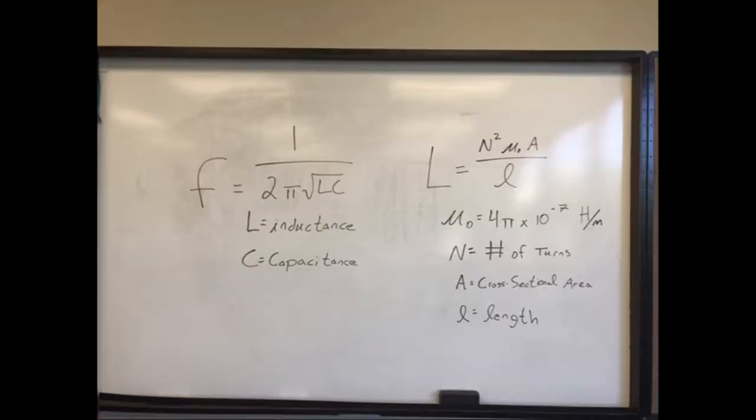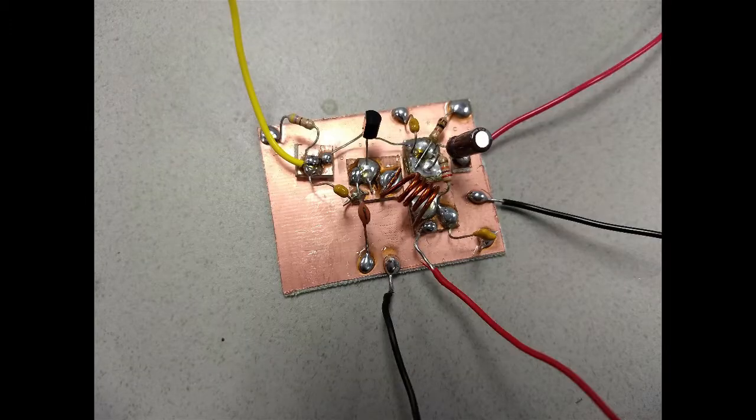The equation on the left is used to calculate the frequency at which the transmitter broadcasts, where L is the inductance of the coil and C is the capacitance of the capacitor associated with the output. The inductance is calculated with the equation on the right, where N represents the number of turns, mu naught is the permeability of free space, A is the cross-sectional area of the coil, and L is its length.